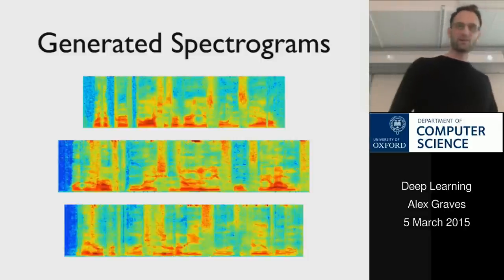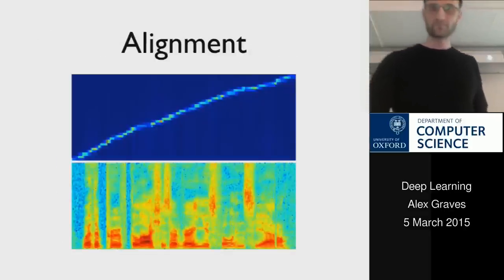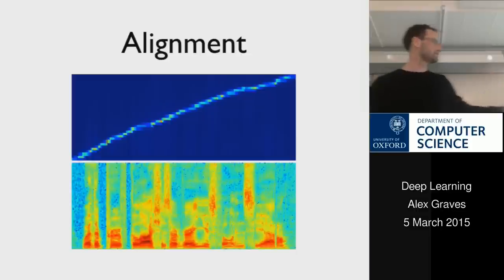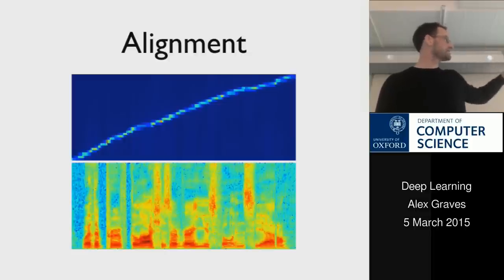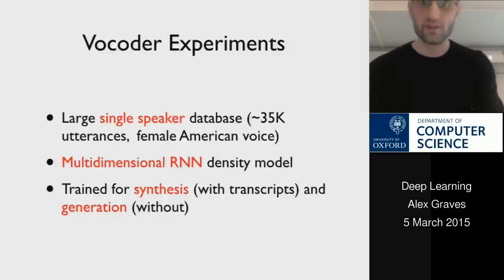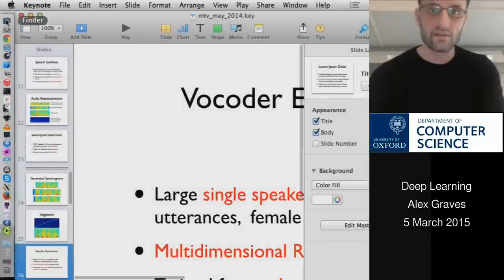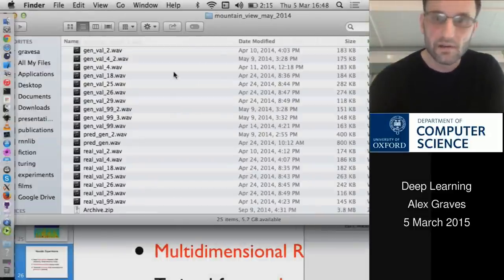You can see it a little bit more clearly when you look at the filter banks. You also get this nice alignment again, between the text and the sound, and again you get this curve that shows you where the network is attending to in the text sequence when it's generating a particular sound. But the important thing, of course, is how does it sound? So I'll play you some samples of that now.